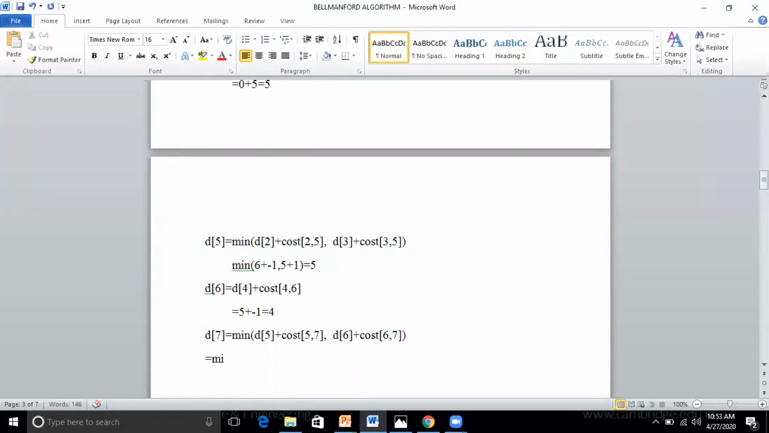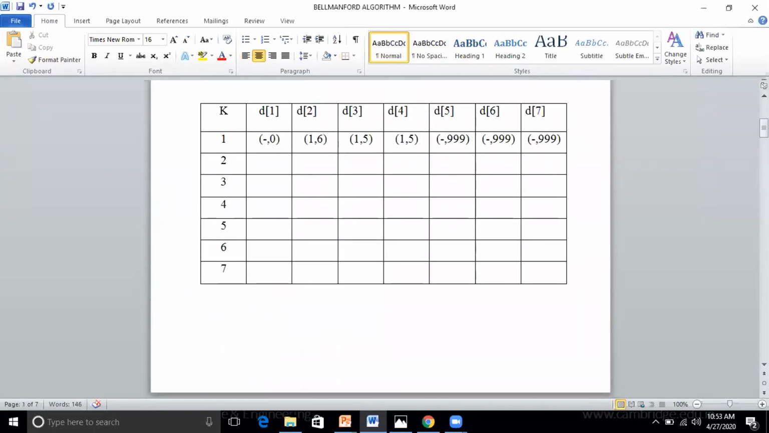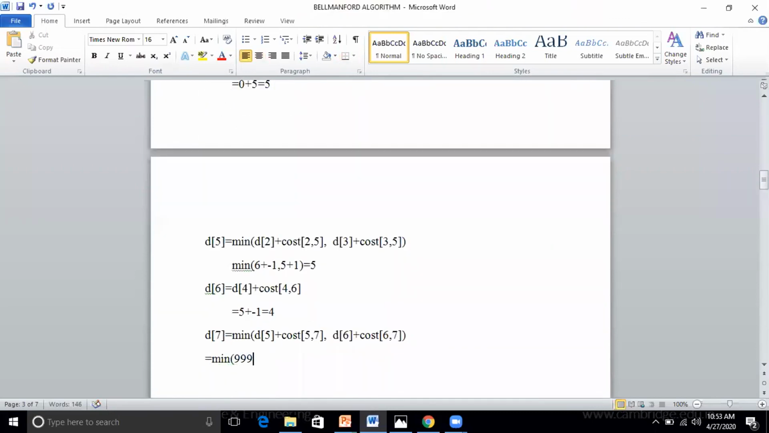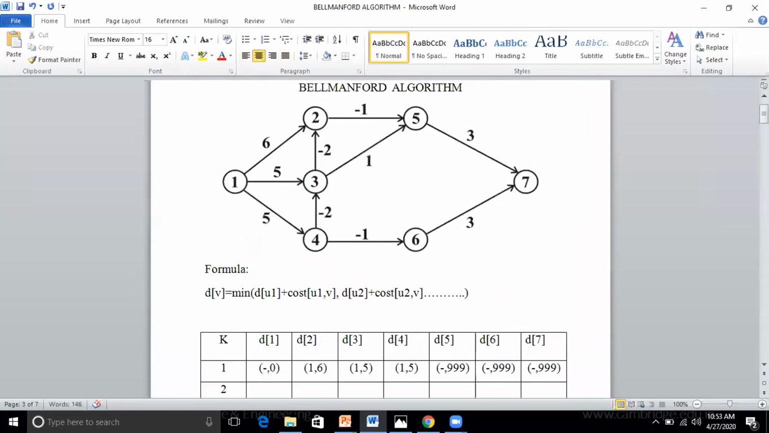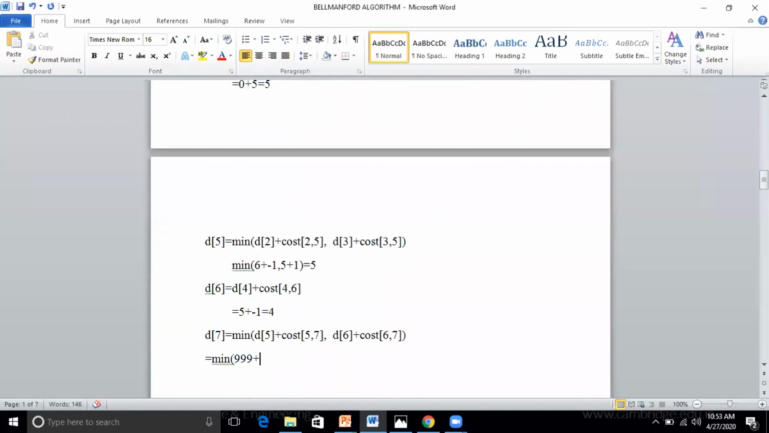Min of, what is the previous value of D of 5? Infinity. So infinity plus, obviously infinity plus something will be what? Infinity. What is cost of 5 to 7? 3, 3. Okay, so let me write here infinity plus 3, comma, infinity plus 3. So obviously this will be equal to infinity itself. Isn't it? Yes, sir.